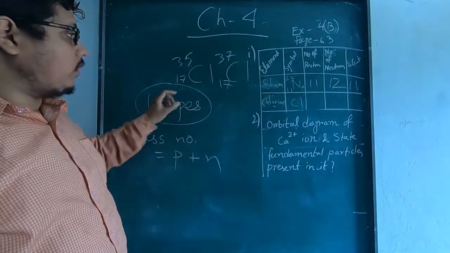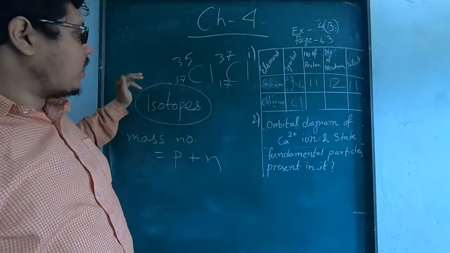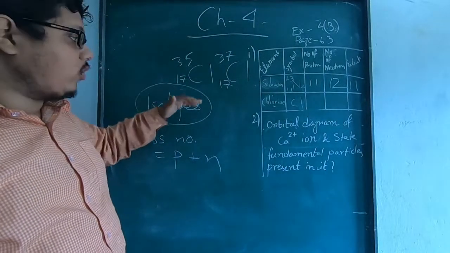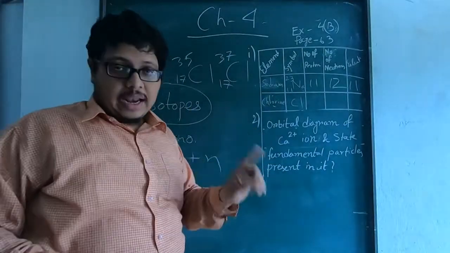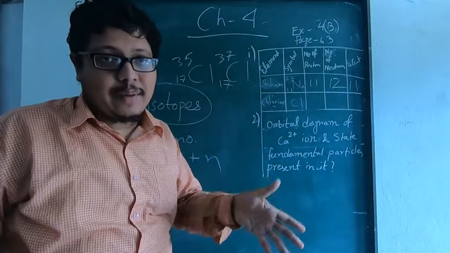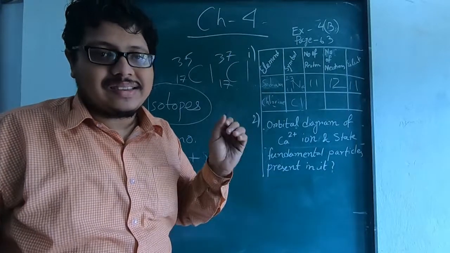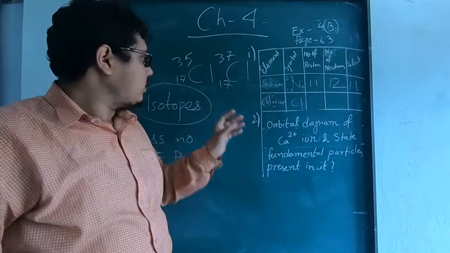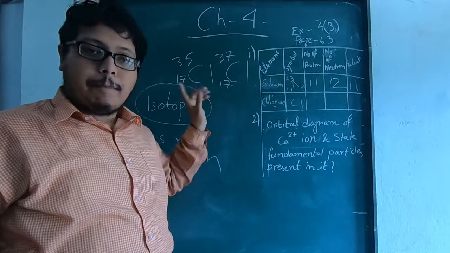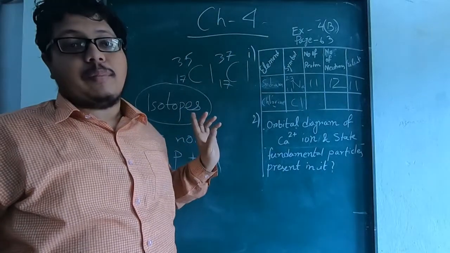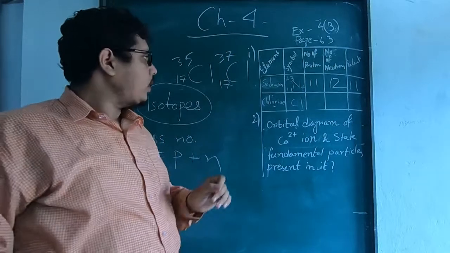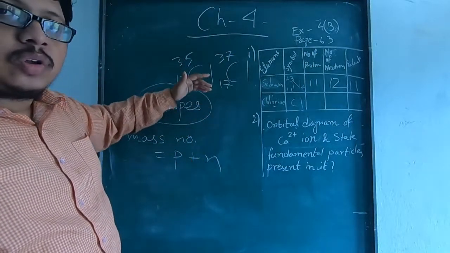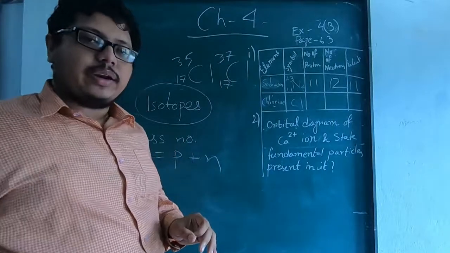So they call these two isotopes. What does isotopes mean? They are atoms of the same element having the same atomic number but different mass number. Different mass number. Okay? So this is the concept of isotopes, which we will recall again in a little bit later.